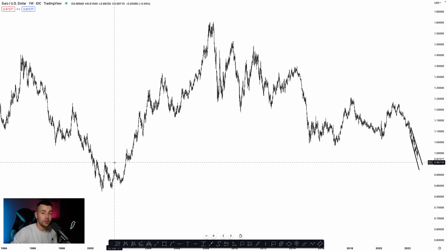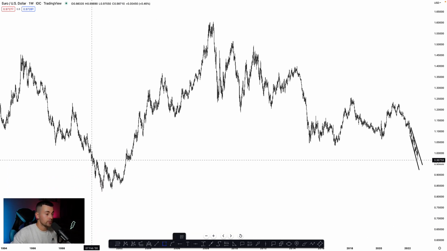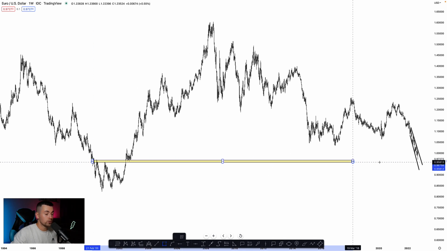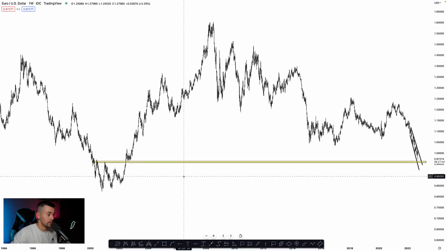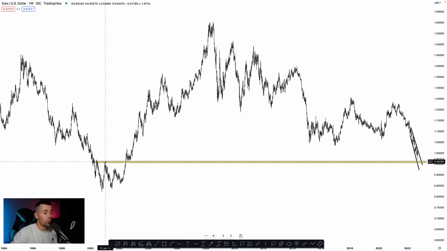Yes, 20 years ago, traders, euro dollar nicely respected that cluster. Yes, you can see that right here. We have quite an important cluster. It was a strong resistance. After the breakout, it turned into a very strong support. And 20 years ago, it was nicely respected.